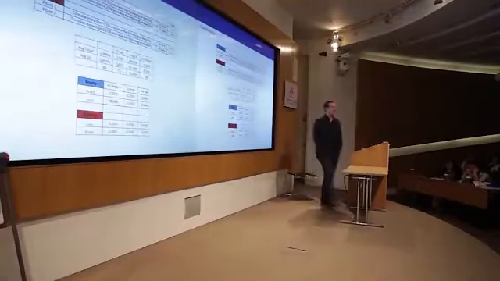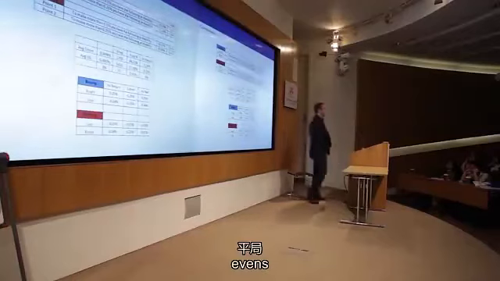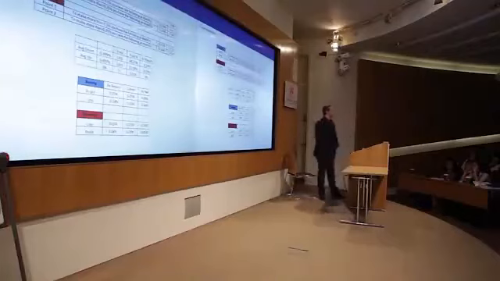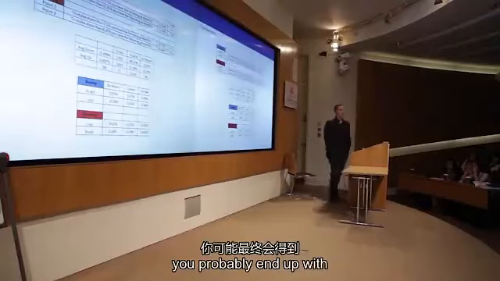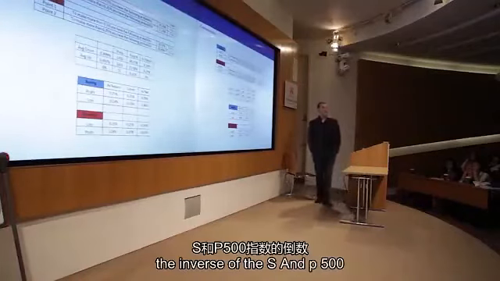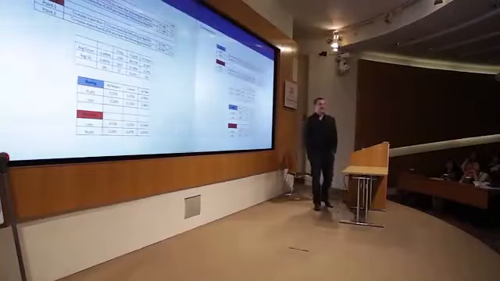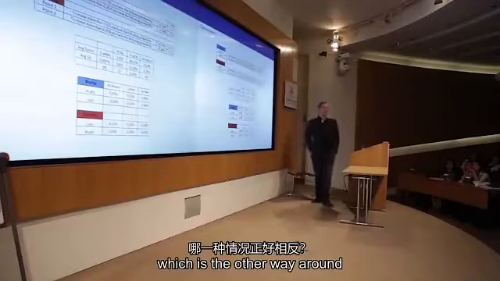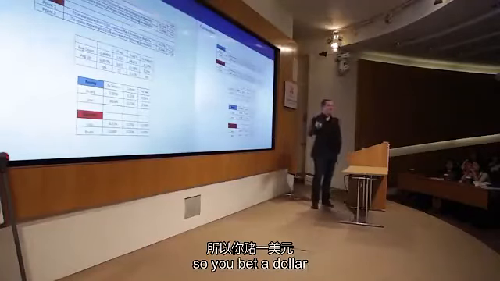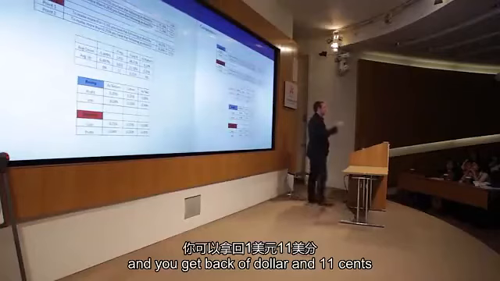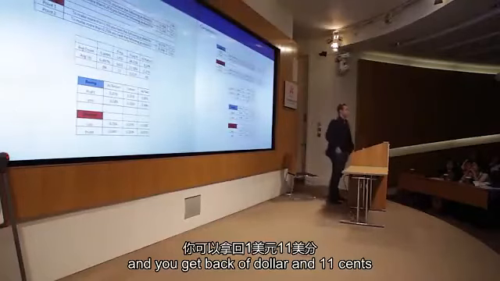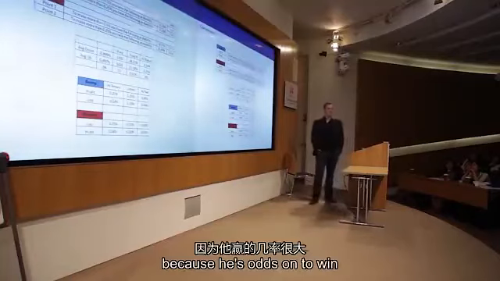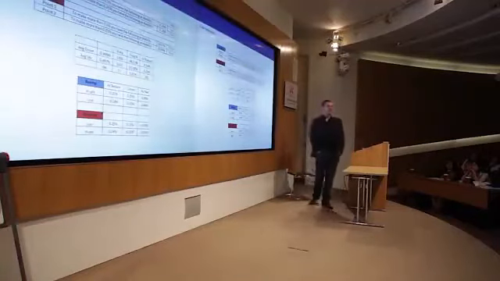What do you think? 1 to 1. Evans, who says you would get actually better odds? You wouldn't, you'd probably get worse. You'd probably end up with the inverse of the S&P 500. You'd probably get 11 to 1 on, which is the other way around. So you bet $1 and you get back $1.11. Because he's odds on to win.